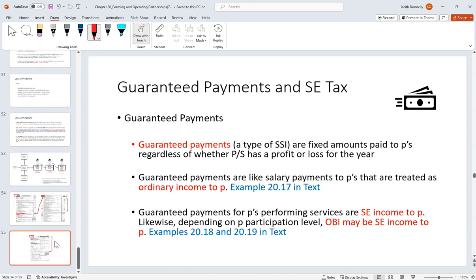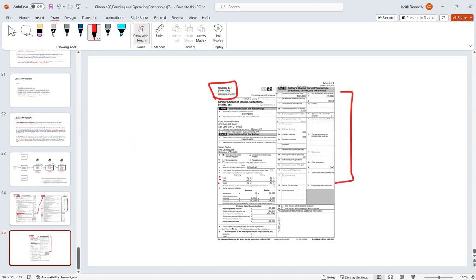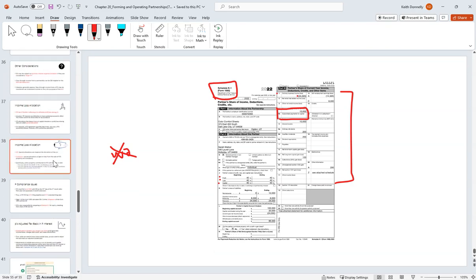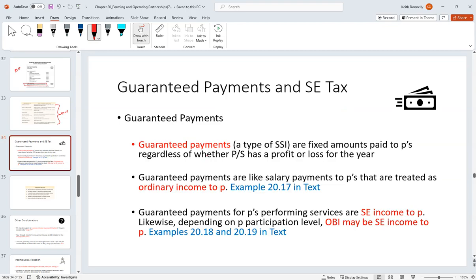So how does it work? Where's it at on here? These guys right here. These are the guaranteed payments. You do not get them on a W-2. That would be wrong. And let me go back up here. The reason they're called guaranteed payments is because they're guaranteed. If the partnership makes money, you get it. If the partnership loses money, you get it. So they're kind of like a salary, but they're reported on the K1 there.